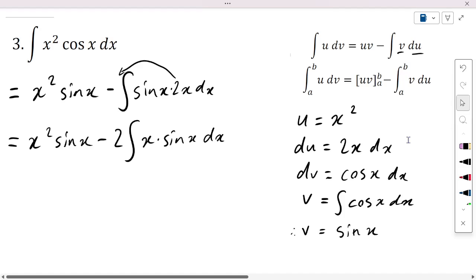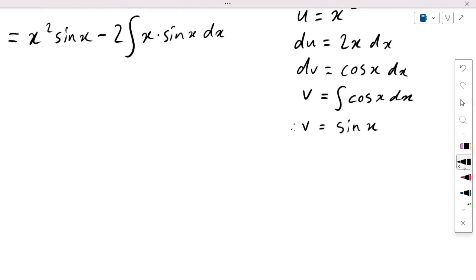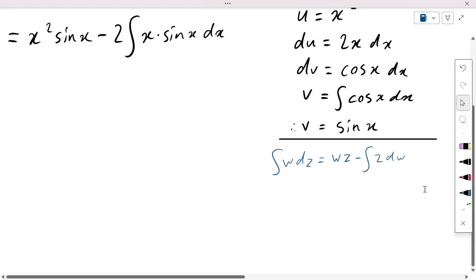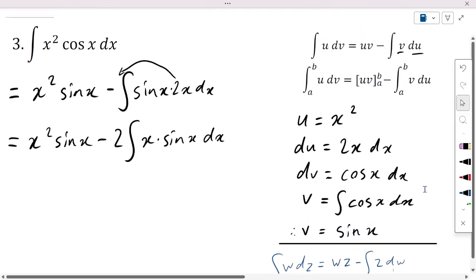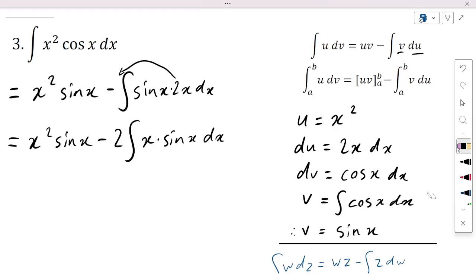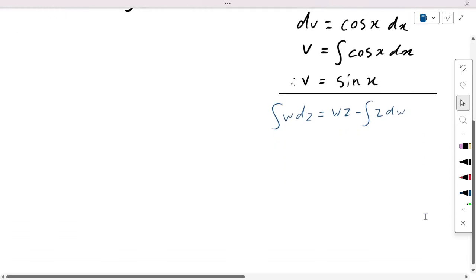So basically the new formula that I'm going to be creating is going to be as follows. I'm going to write it in blue rather. So we're going to have the integral of w with respect to z, it's just two new variables, w and z, is equal to w multiplied by z minus the integral of z with respect to w. Note that I've just replaced every single u with w and every single v with z. That's exactly what I just did.